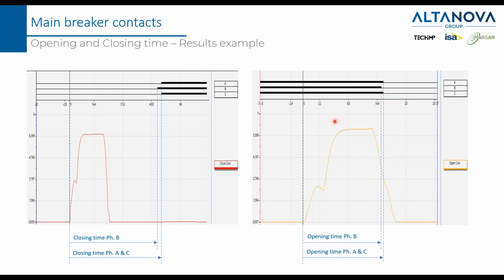The same concept is applied to the opening operation. So the timer starts from the moment where the current starts to flow and stops when the main contact changes status. You can see that the three poles are not completing the movement in the same millisecond. This is quite normal, and this is a time difference that can be measured, and kept under control, because this so-called pole spread must remain within a certain range.